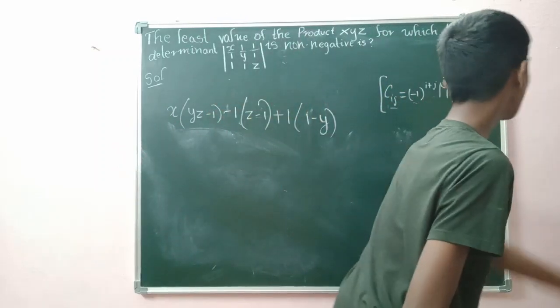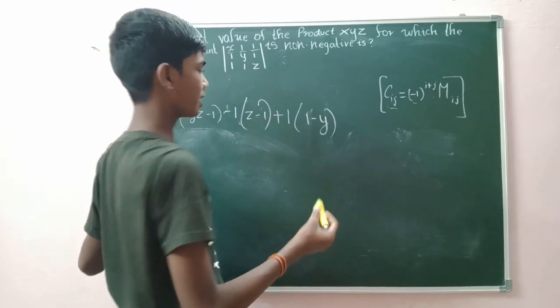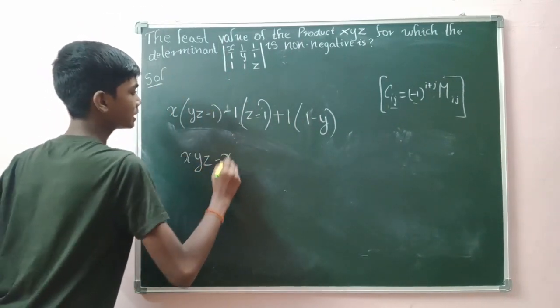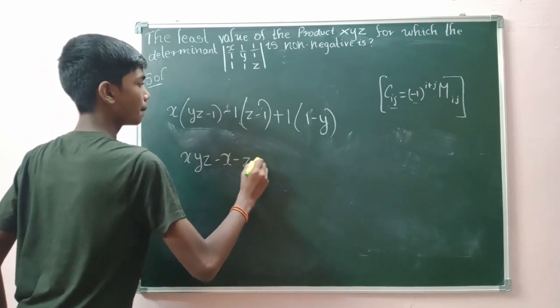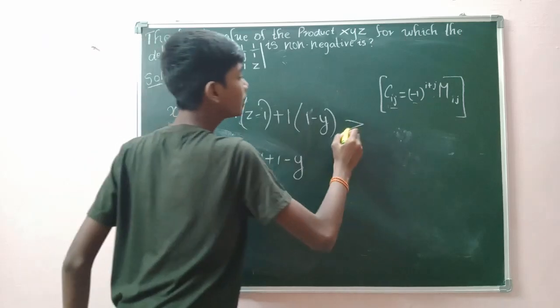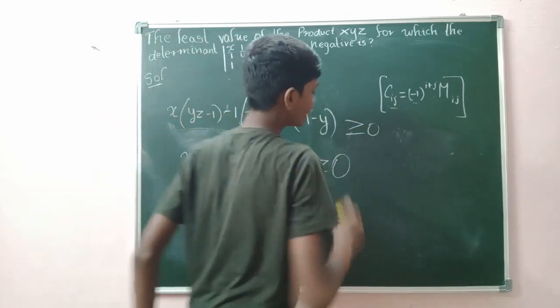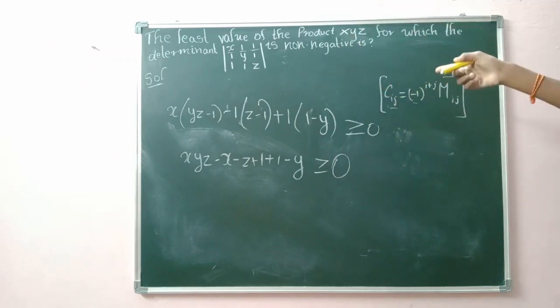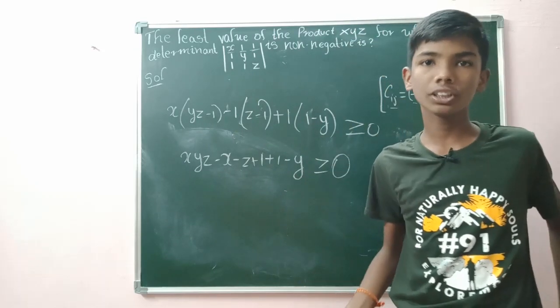Okay, so now, as well as what you will do, just simplify it. So this will be xyz minus x minus z plus 1 minus y, and we know that this must be greater than or equal to 0, because in the question it is given that there's a condition. That is nothing but the determinant value should be non-negative. That means it should always be greater than or equal to 0.